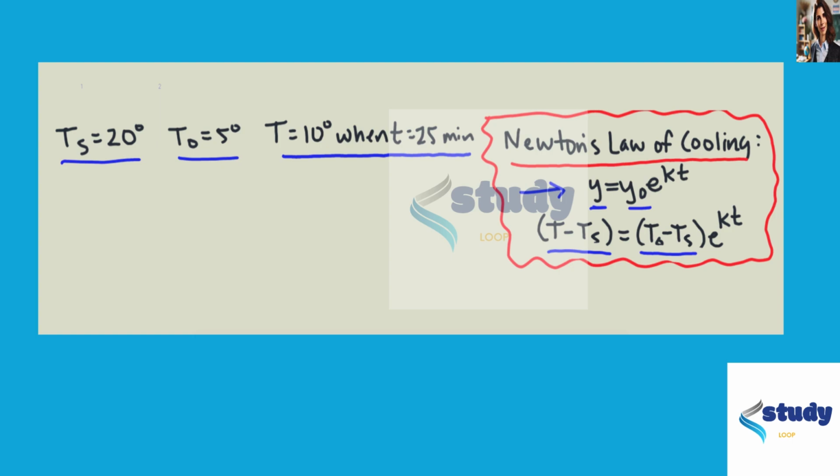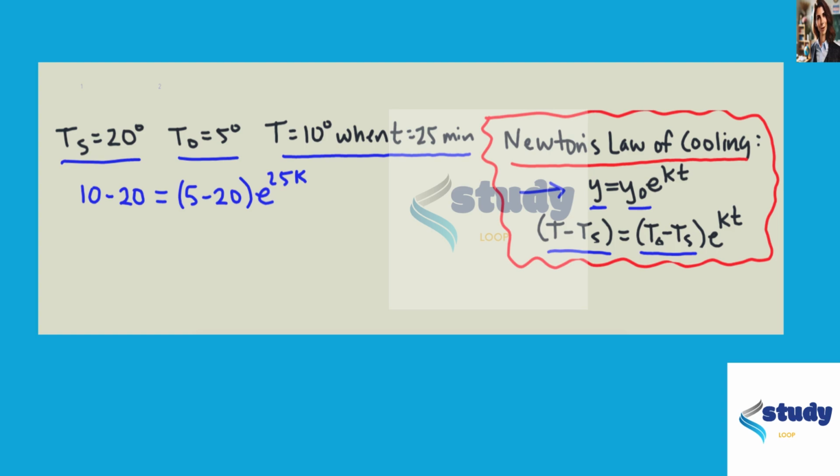So the temperature is 10 degrees. We're going to use that for T. And we have our Ts, which is 20. So 10 minus 20 equals, and then for T naught minus Ts, we have 5 minus 20. And then we have e raised to the kt, and the time is 25 minutes, so we have 25 times k. So we're going to use this to solve for k.